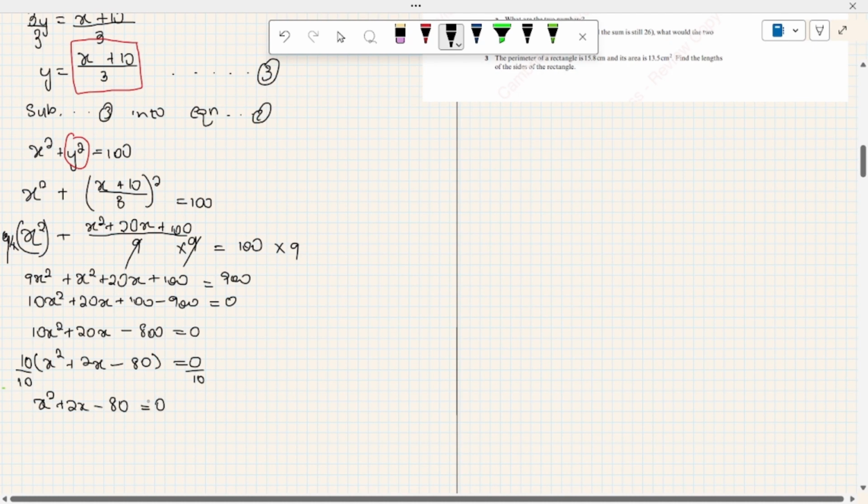Now we're going to look for the multiples of 80 that, when you add or multiply them, give you 2. Let's think. 5 times 8 is 40. 10 times 8 is 80. And then 10 minus 8 is 2. So yes, it qualifies.